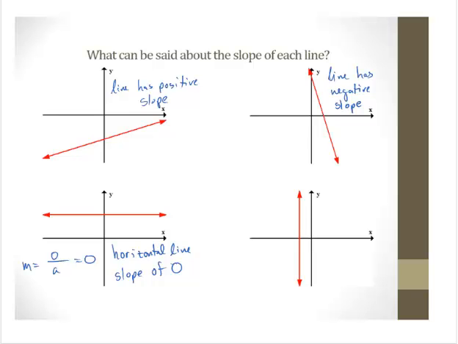In our final example, we have a vertical line. And again, if we think about the slope formula, now notice that the line is vertical, and so it has no delta x. The change in x is 0, and so we have some number over 0, and that's an undefined expression. And so a vertical line has undefined slope.